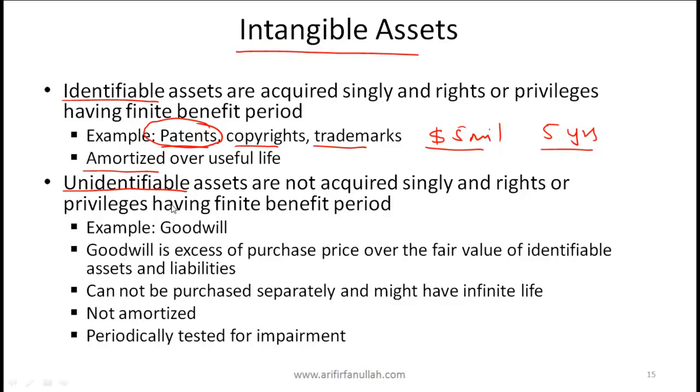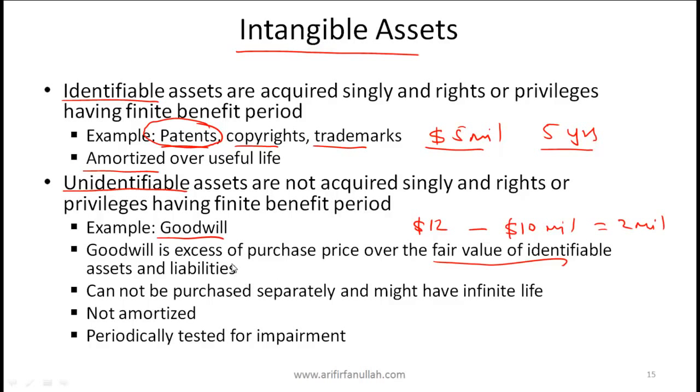So with unidentifiable assets, the asset is not acquired singly, and the rights and benefits would not have a finite period. A classic example is goodwill. When you buy a company, goodwill is the excess of purchase price over the fair value of identifiable assets and liabilities. So if the fair value of identifiable assets and liabilities is 10 million and you pay 12 million for a business, then the goodwill is 12 million minus 10 million, which is 2 million.